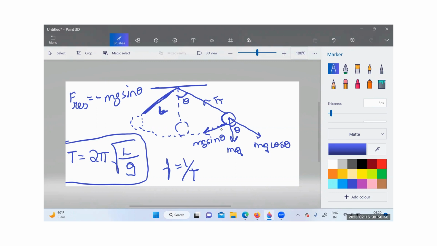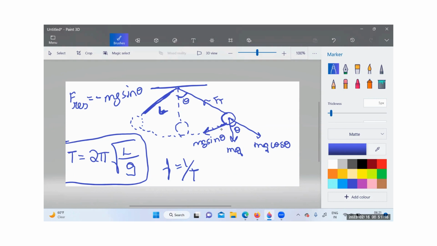Okay. So any doubts with respect to this concept? No, so the mass doesn't matter in terms of time. Yeah, whatever might be the mass of the object, it does not matter. It depends on the length of the string only, in case of simple pendulum.